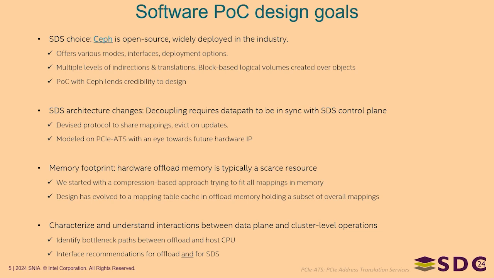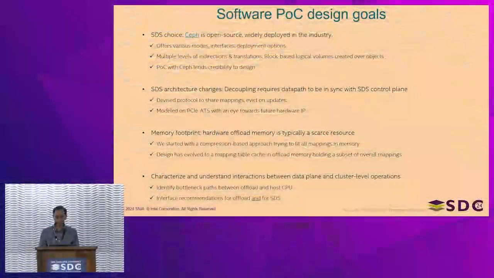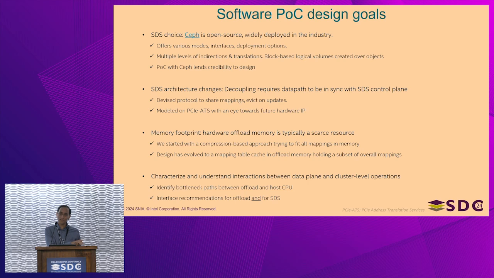And finally, the goal with this software proof of concept was to characterize and understand the interactions between the cluster level operations and the I/O requests and the I/O data path, basically. So identifying bottleneck paths between an offload and an SDS running on a host CPU, and interface recommendations not only for the offload, but also for the SDS, right? What are the architecture changes or interfaces that you would like to expose in the SDS if you knew that you have an offload which can take care of the data path?